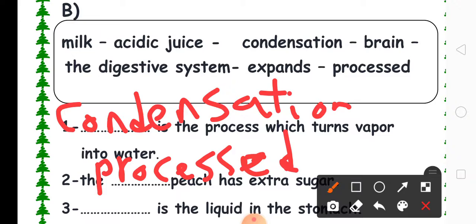Number 3, the liquid in the stomach. Junior 3, we said before, inside the stomach we have acidic juice that helps in the digestion process. What is the meaning of digestion process? That means changing food into small pieces to make our body benefit. Okay, so we write: in the stomach we have acidic juice.